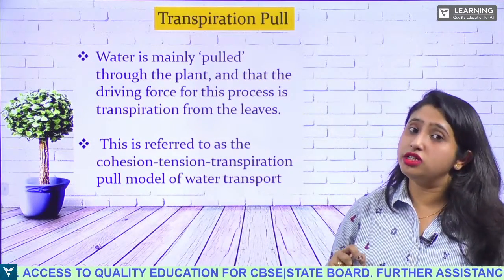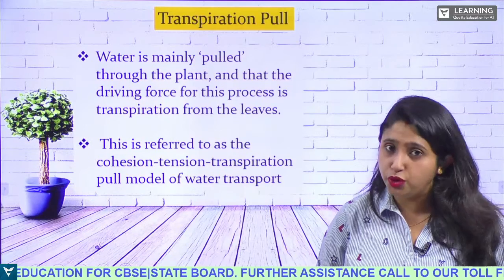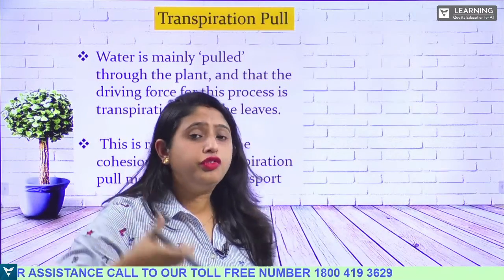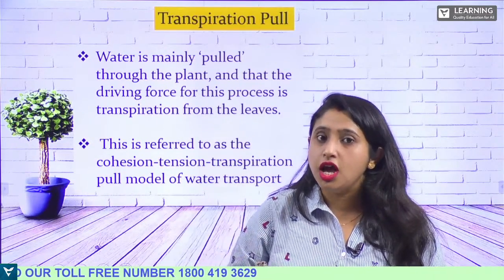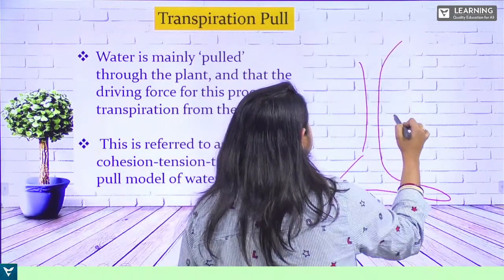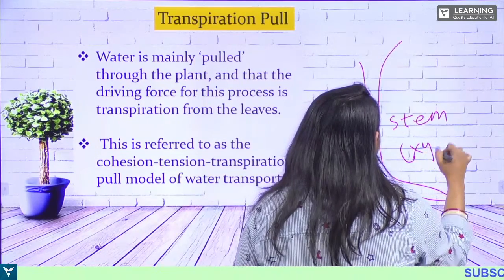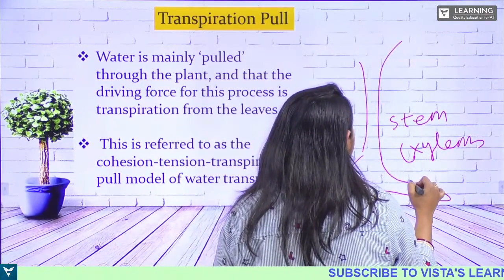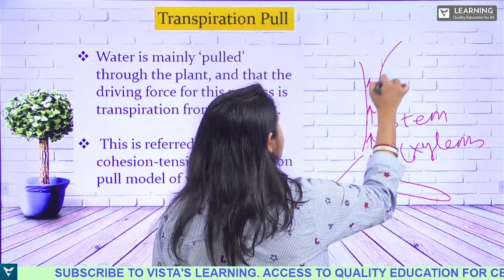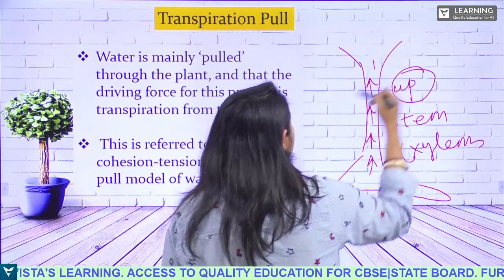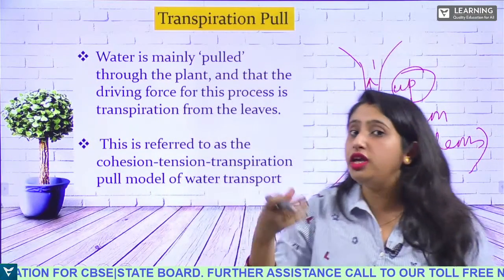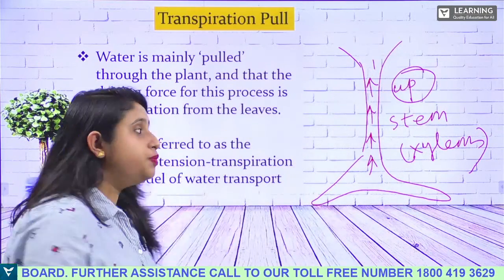Now you have seen what root pressure is. Now let us see what transpiration pull is. Transpiration pull is the pull which is created in order to move the water molecules in an upward direction. These are the roots, and this is the stem. The xylem pulls the molecules from the roots in an upward direction. This is called transpiration pull, pulling the molecules from the roots to the various parts of the plant.